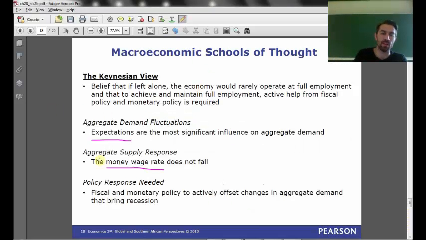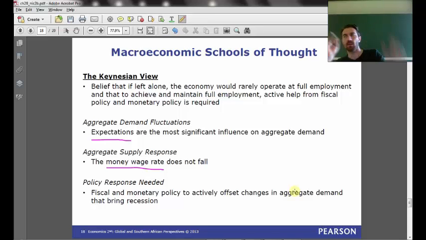So the Keynesian story, on the supply side, is that the money wage doesn't adjust, and especially it doesn't adjust downwards. It's very difficult to go into negotiations and ask people to accept a lower wage. It's almost impossible. In that case, where should the stimulus for the economy come from? The government is what the Keynesian story would say. So a policy response is needed: fiscal and monetary policy to actively offset changes in aggregate demand.